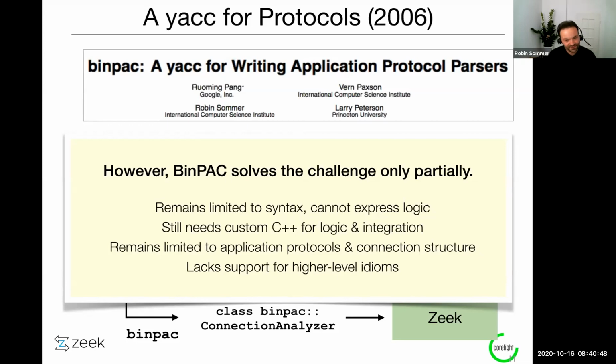And on the technical level, it's really just geared to application protocols. It does not support some higher-level domain-specific idioms that one would really like, such as reassembly. A lot of protocols need reassembly or defragmentation in one way or the other, and you end up writing that in C++ again, and it's hard. So with all that being said, out of this experience with BinPAC and writing parsers by hand, of course, comes a new project that I'd like to present here.